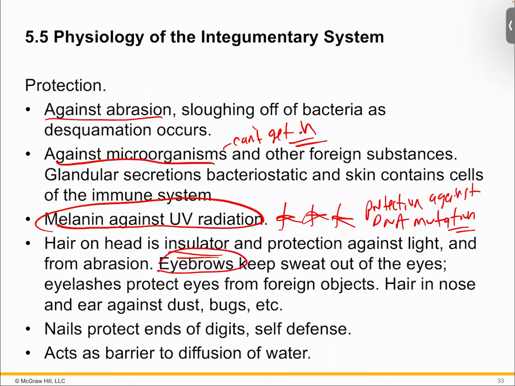Eyebrows, that's an interesting one. Have you ever wondered why your eyebrows are there? Yeah, right. So keep it from looking weird, right? We've got pencils for that. But anyway, right?